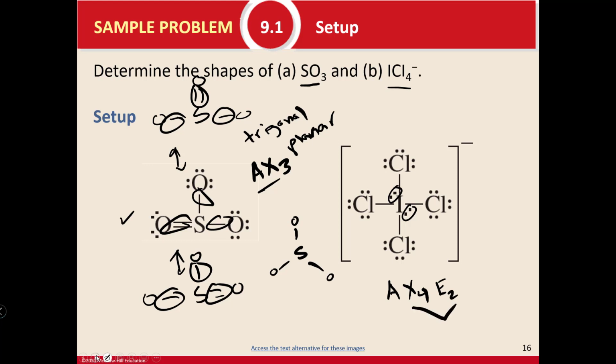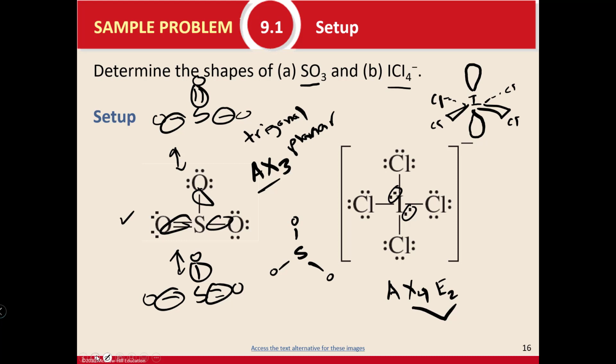How do you keep 6 things as far away from each other as possible? Well, put the iodine here, you put a lone pair here, and you put a lone pair here. They need to be as far away from each other as possible. And that's going to force a chlorine to pop out of the board like this, and it's going to force a chlorine to pop out of the board like that. And then back behind the board on the same equator is the other chlorine.